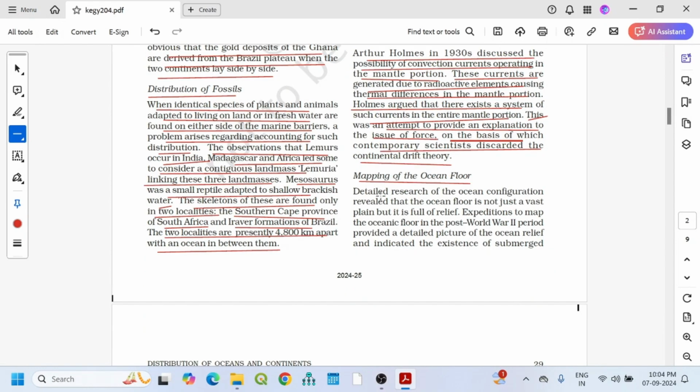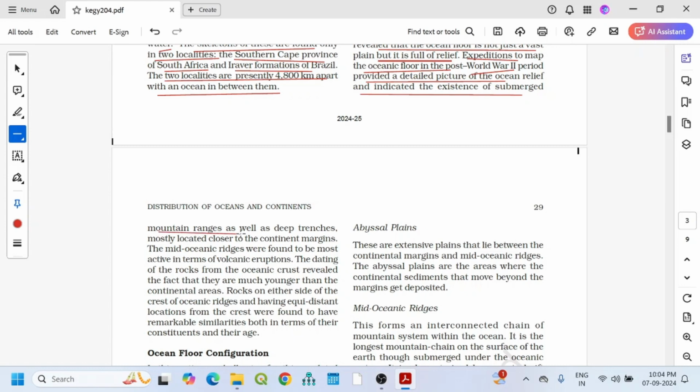Mapping of the ocean floor. Detailed research of the ocean configuration revealed that the ocean floor is not just a vast plain, but it is full of relief. Expeditions to map the oceanic floor in the post-World War II period provided detailed pictures of the ocean relief and indicated the existence of submerged mountain ranges as well as deep trenches, mostly located closer to the continent margins.